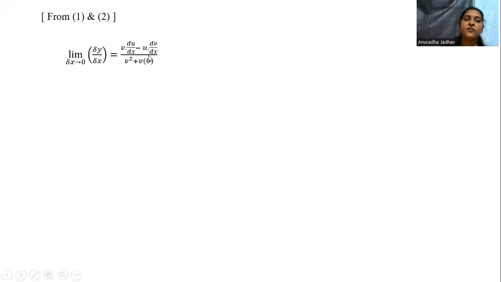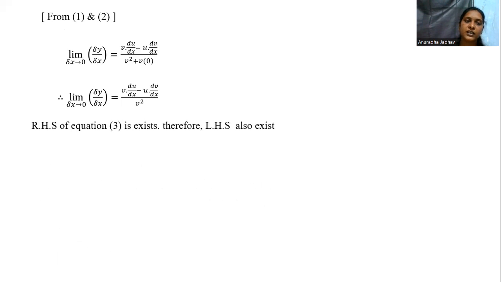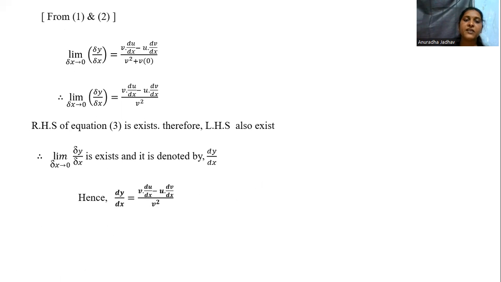The right hand side of the above equation exists, therefore the left hand side also exists, and this limit is denoted by dy upon dx. Finally, we write the theorem: dy upon dx is equal to v into du upon dx minus u into dv upon dx, upon v square. This is our quotient rule.